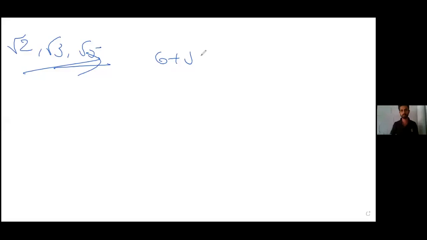Plus root by... this is why this is also an irrational number, right?